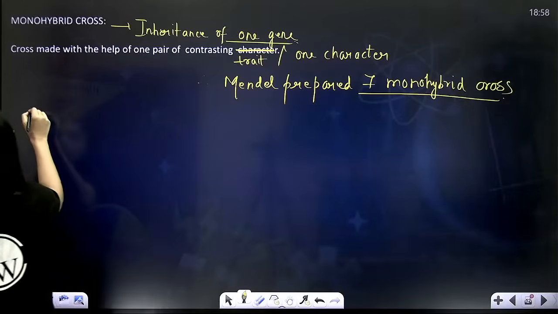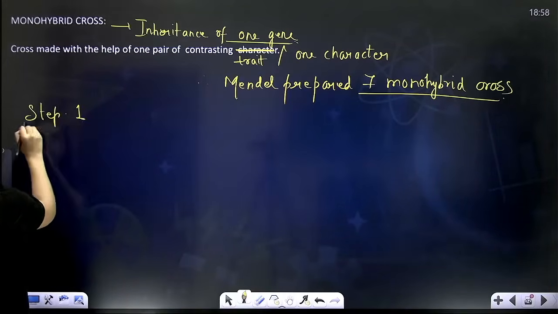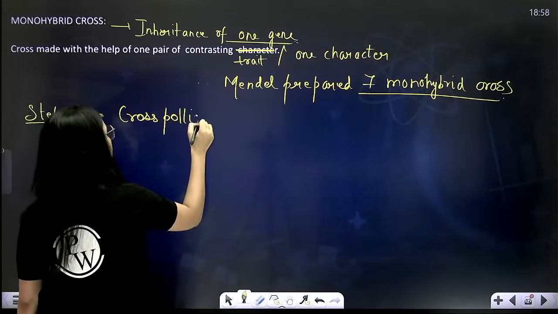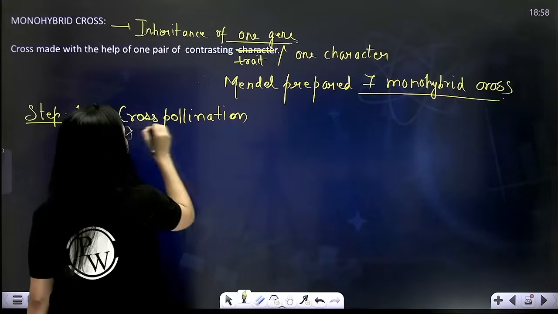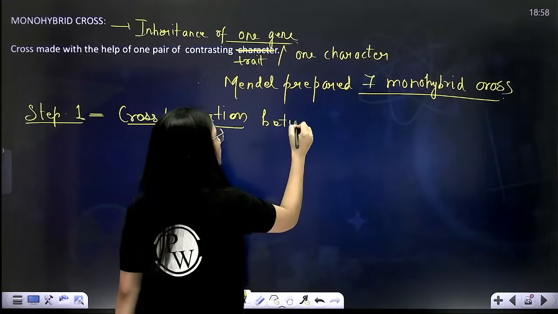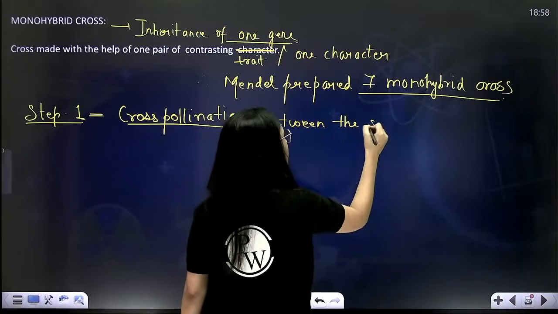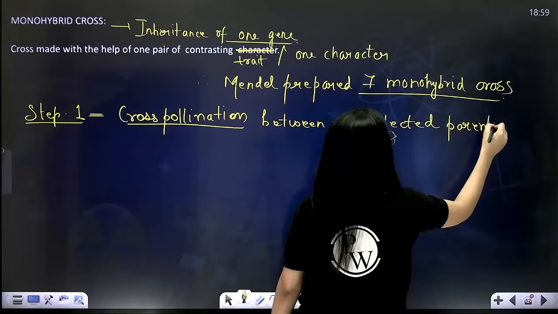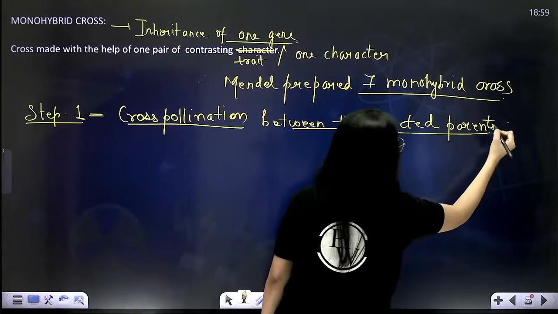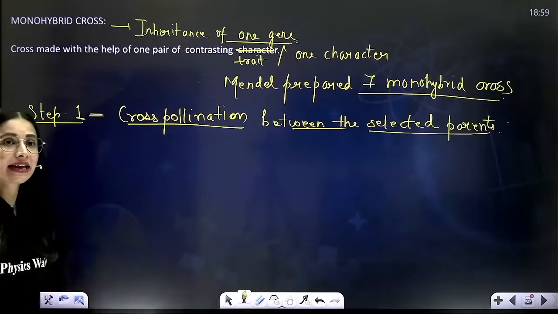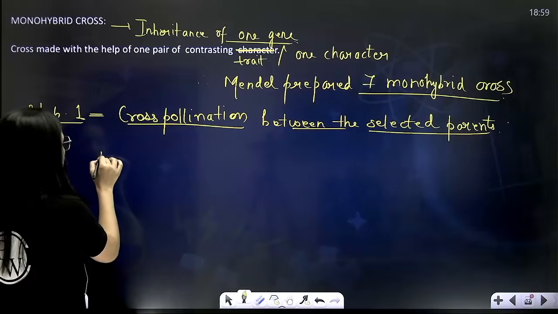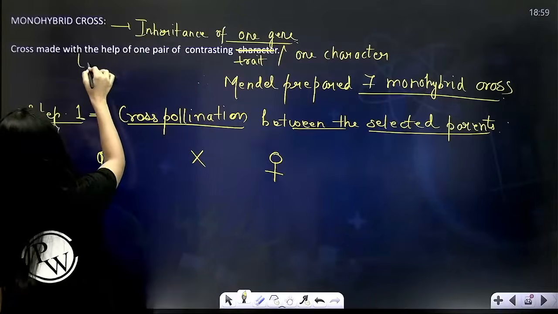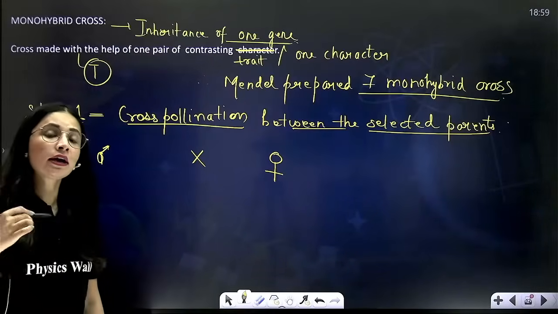So the step number 1 in making a monohybrid cross is cross pollination. What is the first step? Cross pollination between the selected parents. Right? Cross pollination between the selected parents. So now he is going to select a male plant and a female plant. For example, we are making this cross for the T gene.